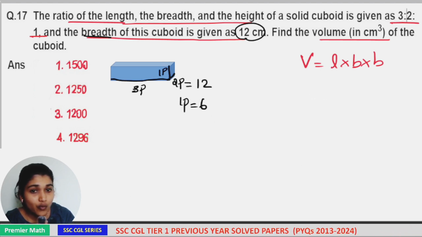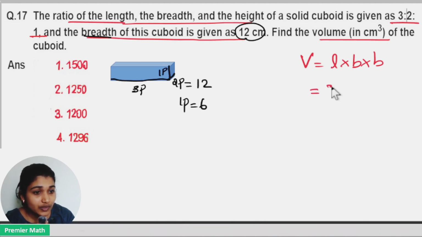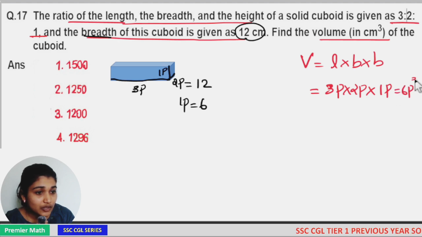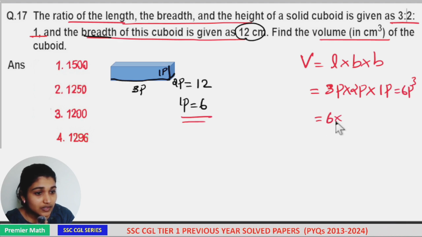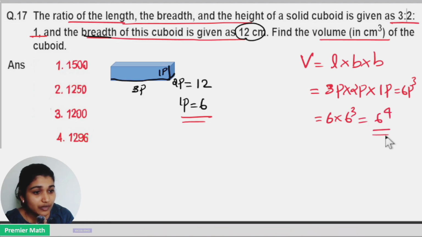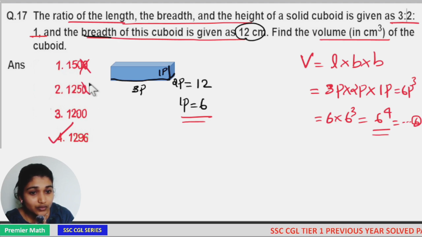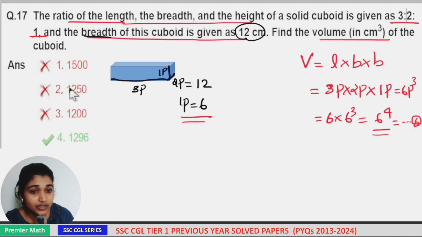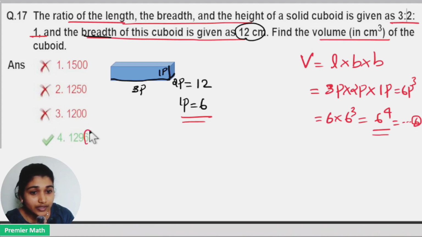Then here volume is equal to 3 part into 2 part into 1 part, which is equal to 6p cube. 6p cube means here 1 part is 6. That is 6 into 6 cube means 6 raised to 4. Here 6 raised to 4 means unit digit must be 6. So option 4 is your answer. Here the unit digit is not 0, so all 3 other options are eliminated. So 6 raised to 4 is equal to 1296.